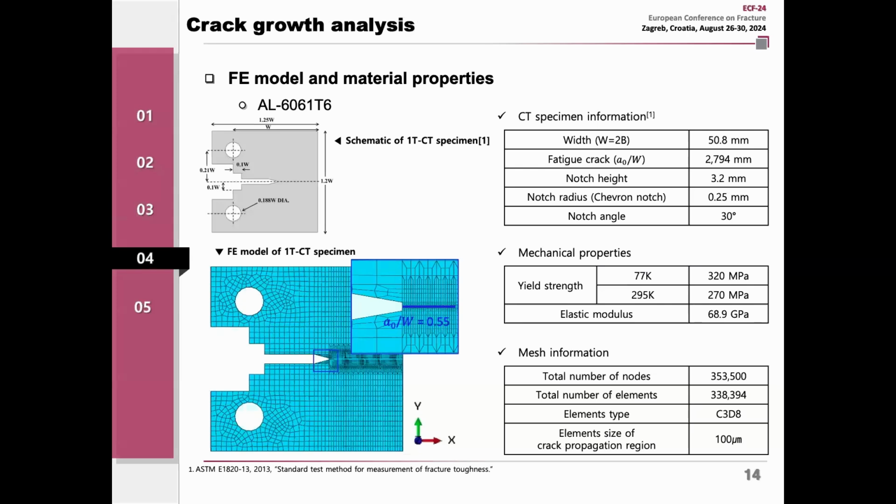The FE model was constructed in 3D, and the material is aluminum 6061-T6. Standard CT specimens were constructed and the mass was optimized. The pre-crack was embedded in the central line of the CT specimen. The element size of the crack propagation region was the same as the previously mentioned notched bar.